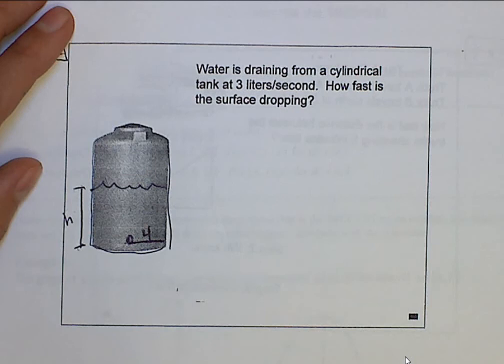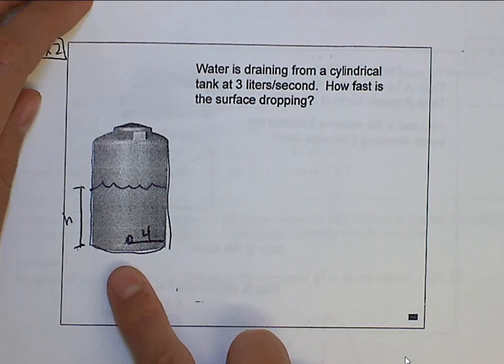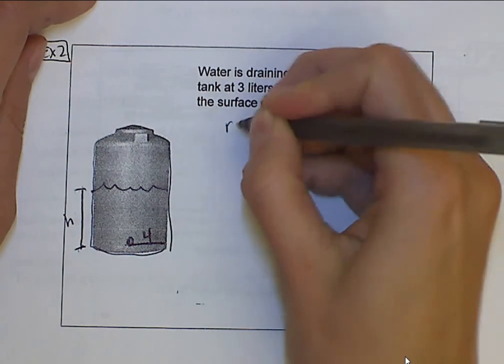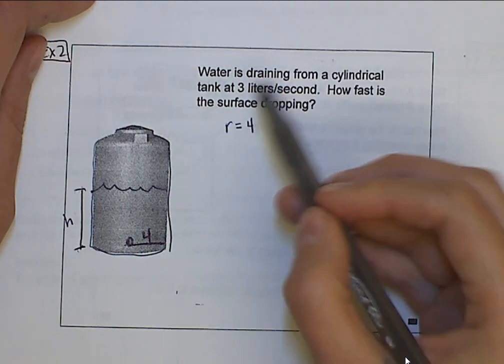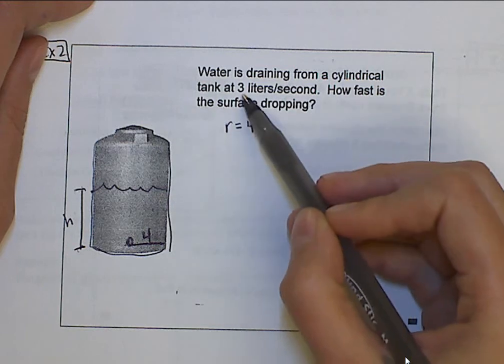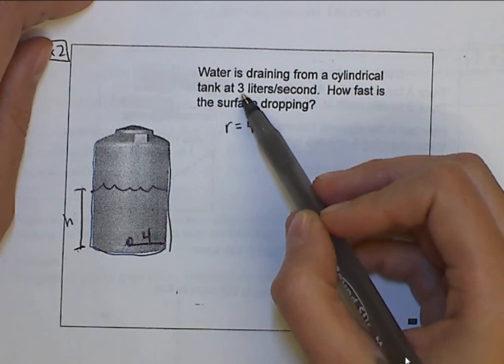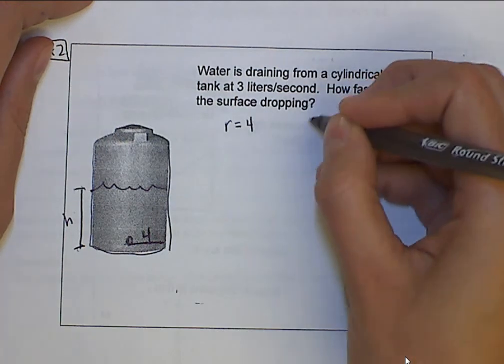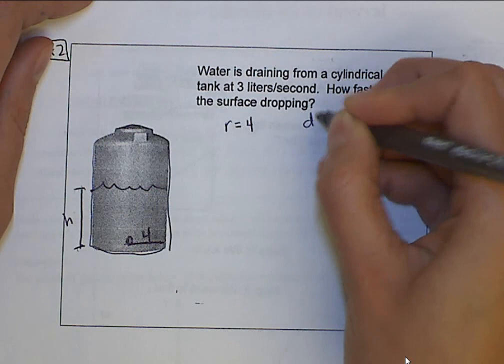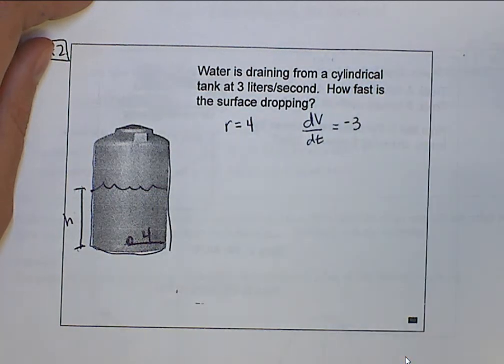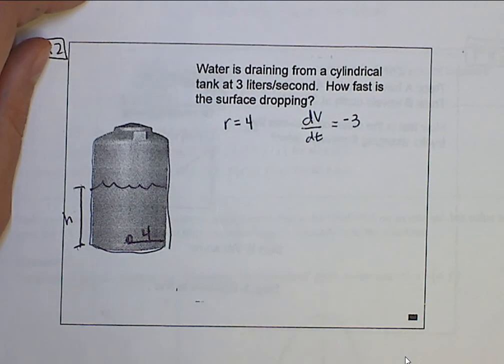So we already have a picture. We can define some variables. So my radius equals 4. Water is draining from a cylindrical tank at 3 liters per second. This is implying that the volume is changing at 3 liters per second. So dv dt is going to equal -3. Okay, that's all I know.